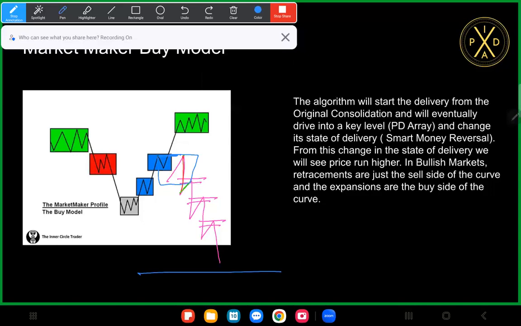So price's intention is to go lower because we're in a bearish market. So price wants to come lower, and it's already efficiently traded through this range. It's traded both buy side and we've traded sell side through that area. So there's really no need for it to come any higher than this. That's why this market maker model doesn't have to complete, right?